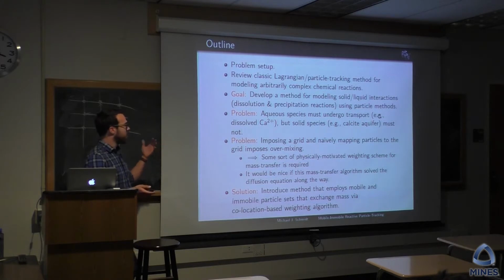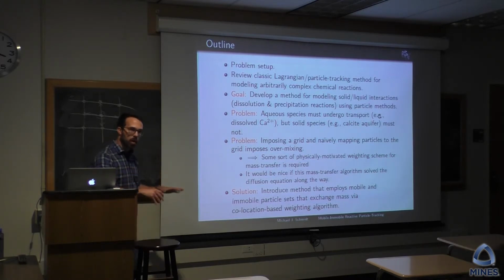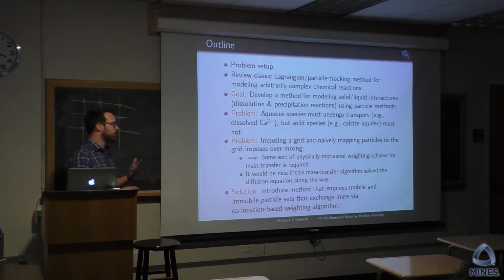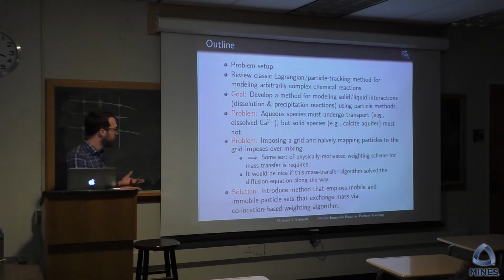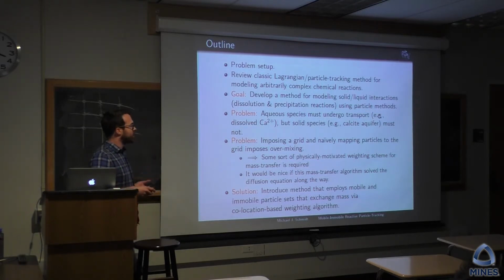Another problem is that just imposing a grid for your particles to move over and then naively mapping these particles down to that grid would impose overmixing, something we try to avoid with these particle methods. So this means we need some sort of physically motivated weighting scheme for this mass transfer from mobile to immobile particles, we call them. And it sure would be nice if this mass transfer algorithm solved the diffusion equation along the way, because we could use that.